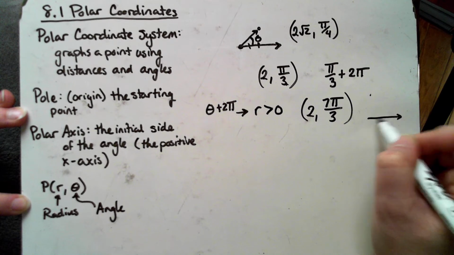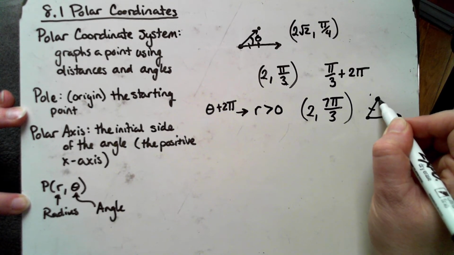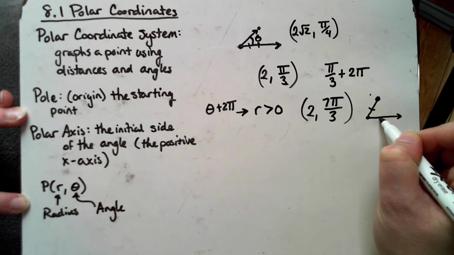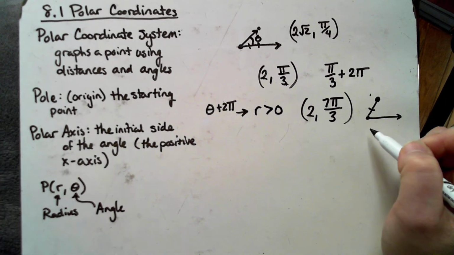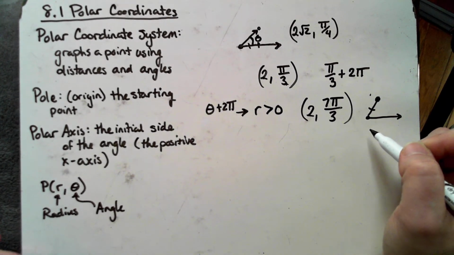So this original point would have been about here. And what I did is I said, okay, to get to this point, I'm going to go a full circle and then an extra pi over 3, and here it is again. And it would land at the same point. So they are what we call coterminal, where they end at the same point.